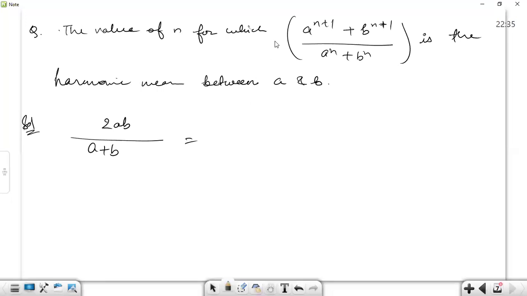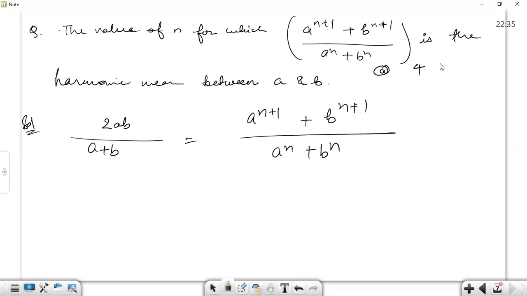So it equals a raised to power n plus 1 plus b raised to power n plus 1, divided by a raised to power n plus b raised to power n. We have to find the value of n. The options are, let me write them for you: a 4, b minus 1, c 5, d minus 3.